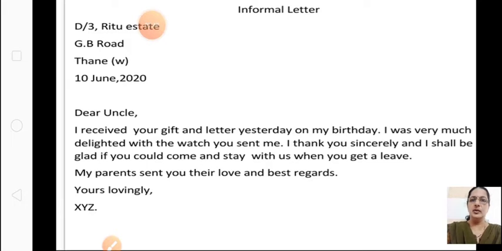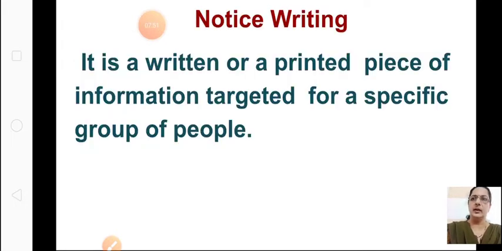Shall we go to the next, notice writing? What is notice writing? It is a written or a printed piece of information targeted for a specific group of people. Suppose a notice is put up on the notice board of your school. It is meant for the school children, not for everybody. So a specific group of people. Suppose a notice is put up anywhere else, it is for that group of people only. So in your school, if it is put up, it is meant for you. That is called a notice.